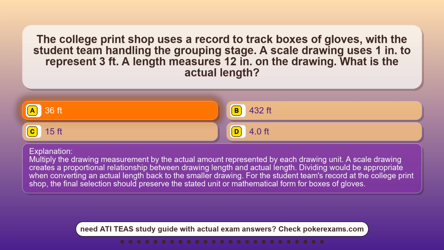Multiply the drawing measurement by the actual amount represented by each drawing unit. A scale drawing creates a proportional relationship between drawing length and actual length. Dividing would be appropriate when converting an actual length back to the smaller drawing. For the student team's record at the college print shop, the final selection should preserve the stated unit or mathematical form for boxes of gloves.